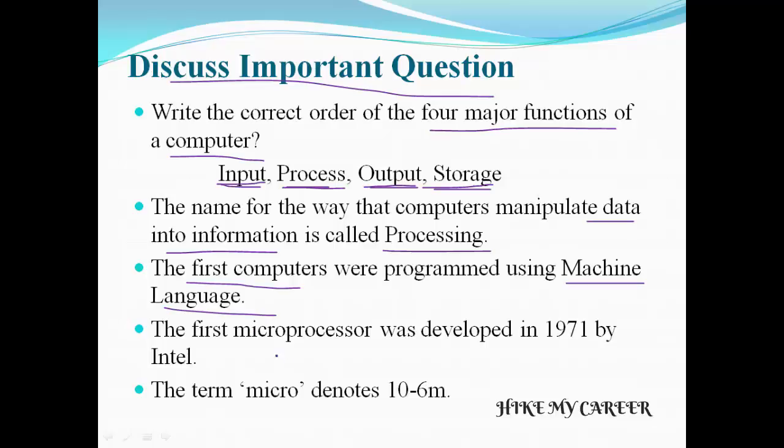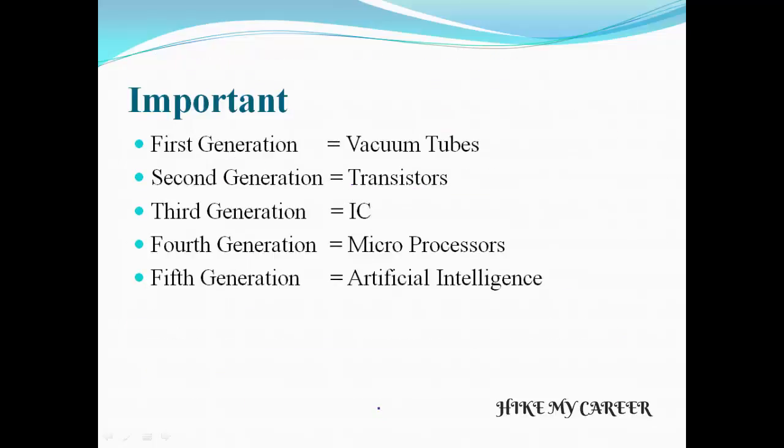Next important question: the first microprocessor was developed in 1971 by Intel. The term micro denotes 10 to the power of minus 6. Next important is component. It is very important. They must ask one question.